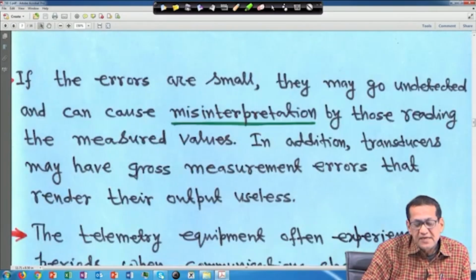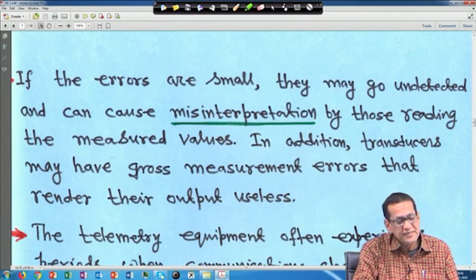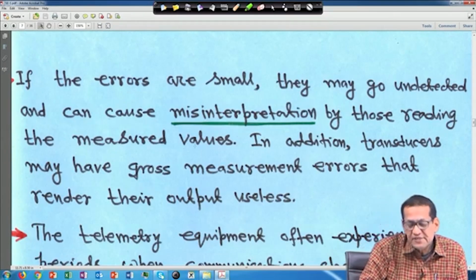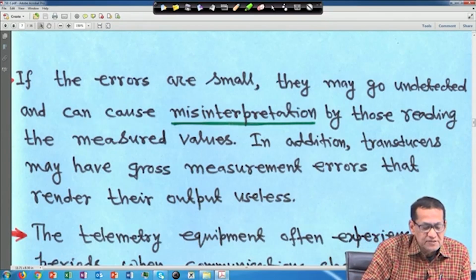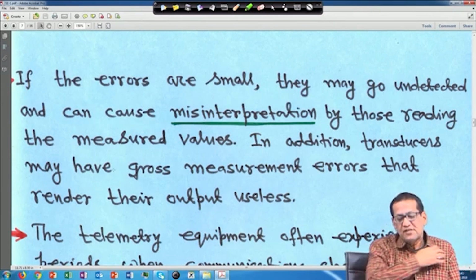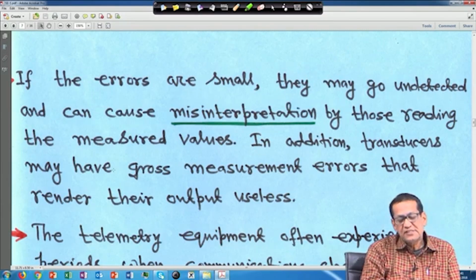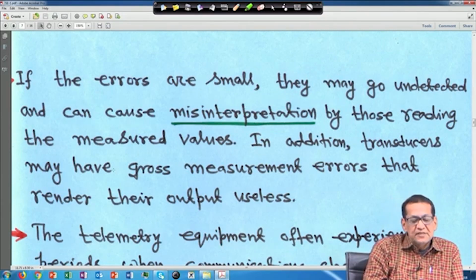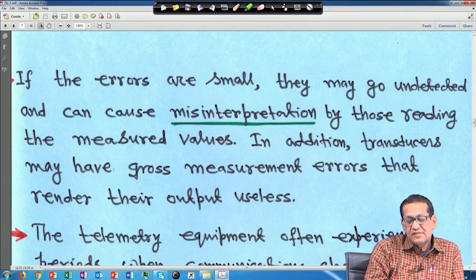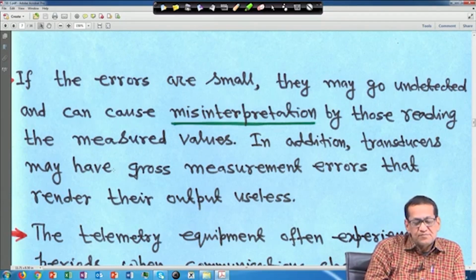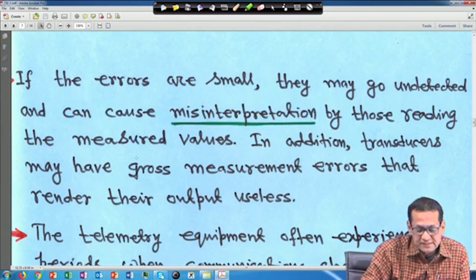If the errors are small, they may go undetected and can cause misinterpretation by those reading the measured values. In addition, the transducers may have gross measurement errors that render their output useless.